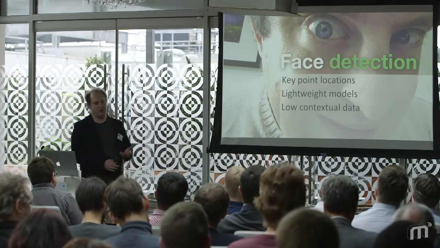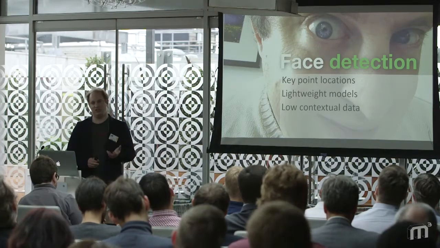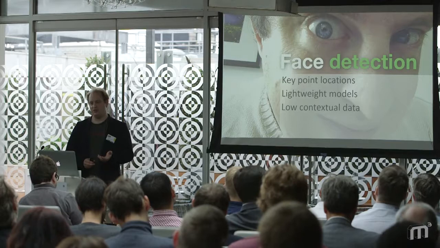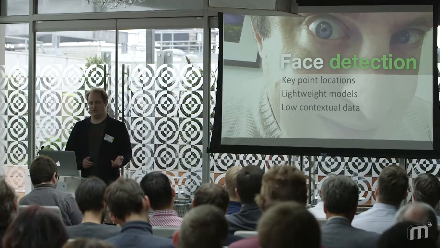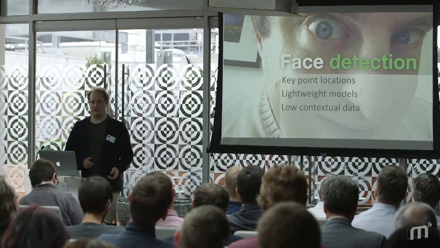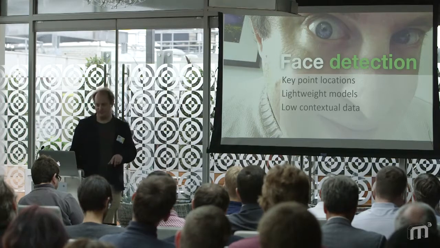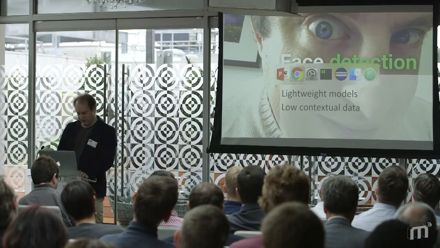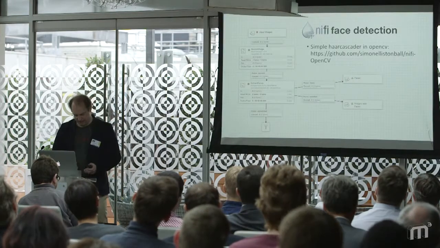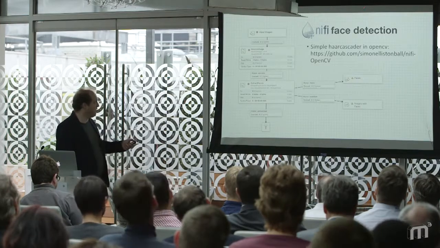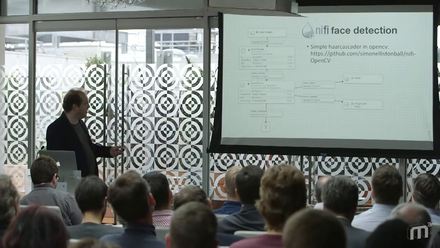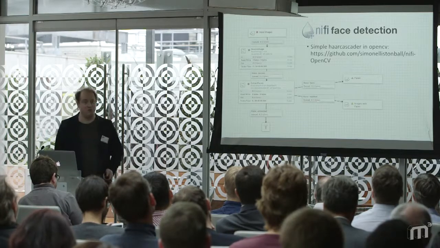But the point about this is that I want to use those images I've got at the edge and do a very, very cheap version of facial detection on them. If I can do the cheap version first, it might be worth getting more context and doing a more detailed analysis of this. So let's have a look at how we do that. I'm going to go back to the NiFi. I'm going to use a NiFi processor that I knocked up one weekend.